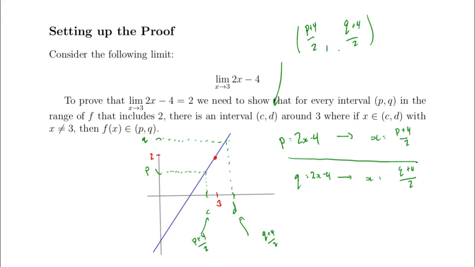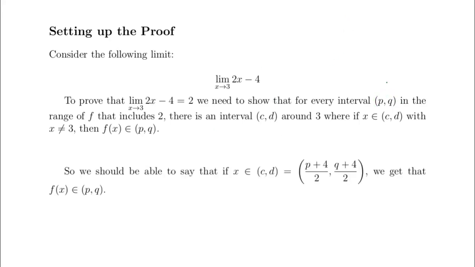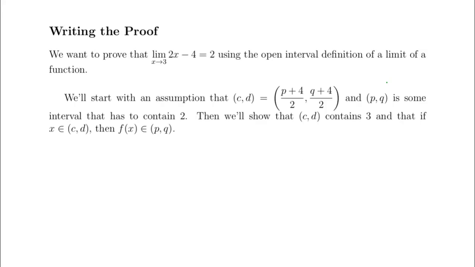And that interval of x values will give us this interval of y values. We'll see that in a second. So again, we're going to show that if x is in this interval that we found, the P plus 4 over 2 to Q plus 4 over 2, that means that the y values have to be within P and Q. So we're going to start with this assumption that CD interval, it's the one that we found. And we're going to say that PQ is some interval that has to contain 2. And then we're going to show that this CD interval does contain 3.